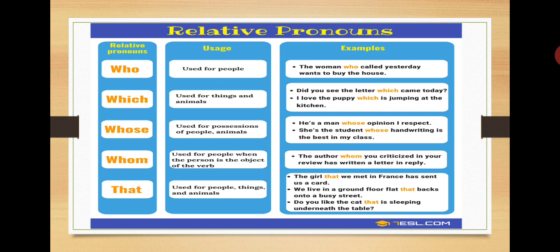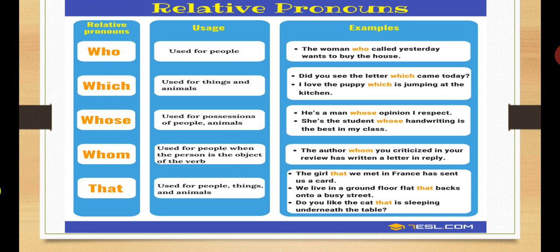Which is used for things and animals. Did you see the letter which came today? I love the puppy which is jumping in the kitchen. Whose is used for possessions of people and animals. He is a man whose opinion I respect. She is the student whose handwriting is the best in my class.